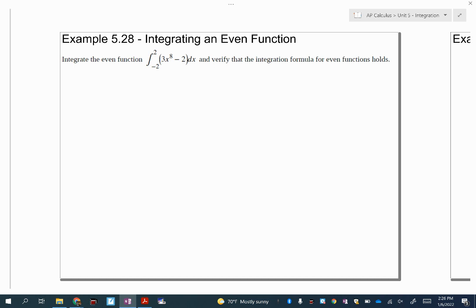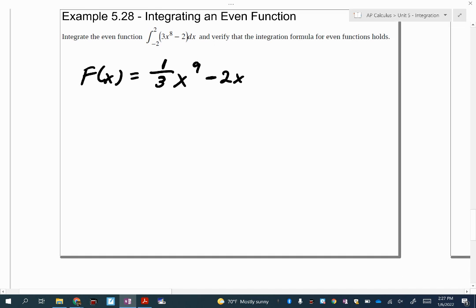Let's find the antiderivative of 3x to the 8th power minus 2. So I know it needs to be x to the 9th power. When I take the derivative of x to the 9th power, I get 9x to the 8th power, but I don't want 9, I want 3. So I'm going to put 1/3 in front because 1/3 times 9 is 3. Minus 2x. All right, this is my antiderivative. Let's go ahead and evaluate this at 2 and negative 2.